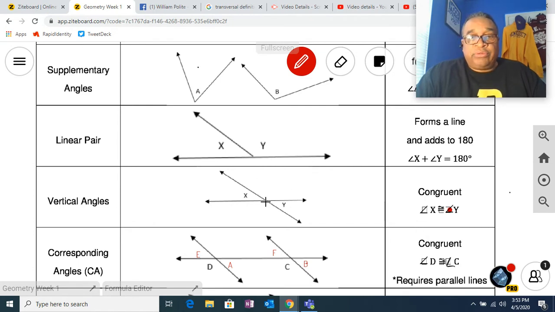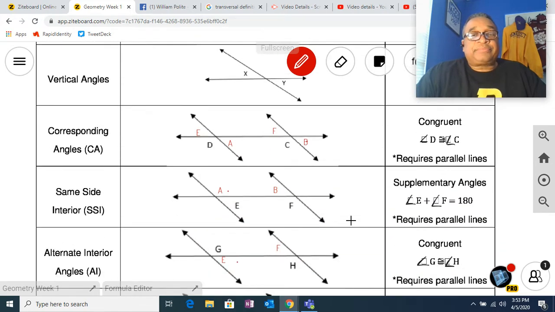Vertical angles: if two lines intersect, like these two lines intersect, that means that they meet at this point, and the vertical angles are the angles that are across from each other. This would be a vertical angle as well. They are congruent. Remember, congruent means they have an equal measure.